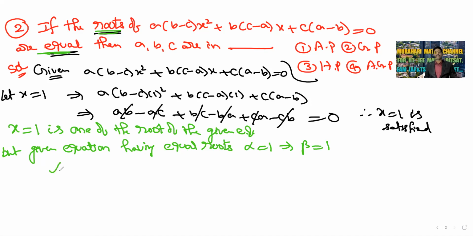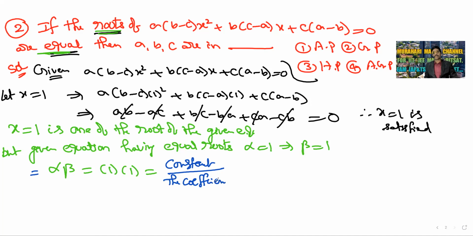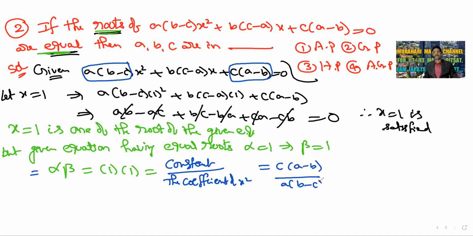Now we have to find the product of roots, alpha beta is equal to c by a. What is c? c is the constant. The formula: alpha beta is equal to c by a, alpha plus beta is minus b by a. Alpha beta is c by a, constant by the coefficient of x square. So in this, this is the constant and this is the coefficient of x square. So c into a minus b by a into b minus c is equal to 1.